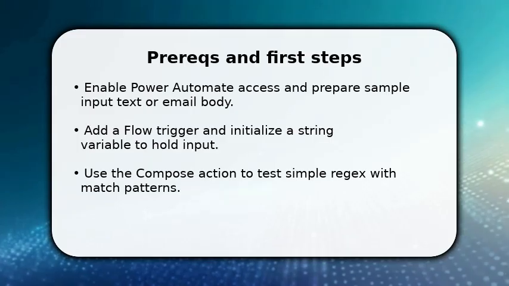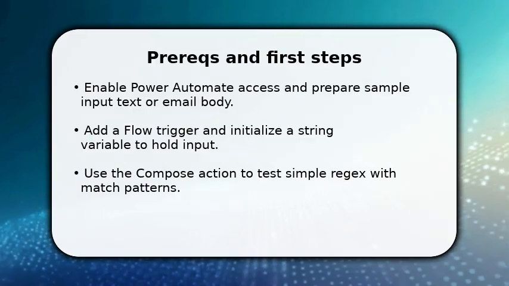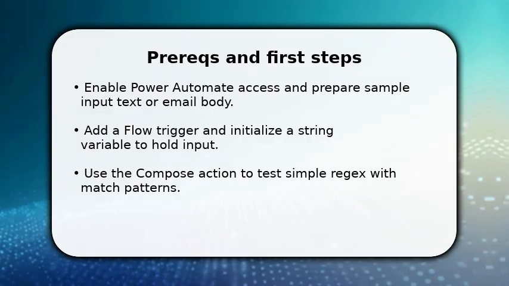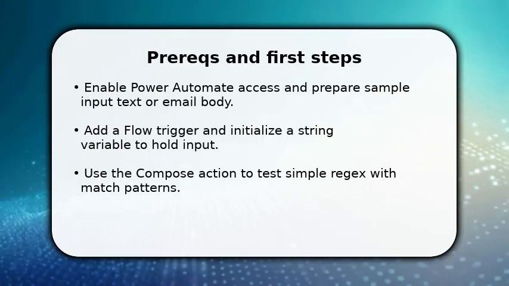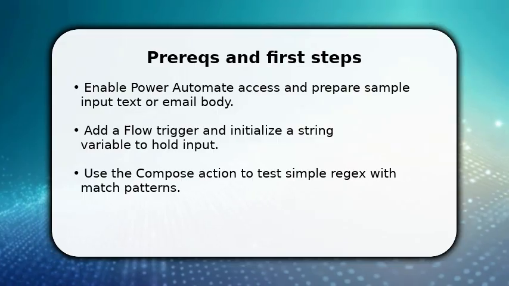Enjoy the video. You start by preparing one concrete input and enabling Power Automate access. Once done, create a new flow and add a trigger that supplies the text to analyze. Then, initialize a string variable to store that text. This keeps things predictable as you test.